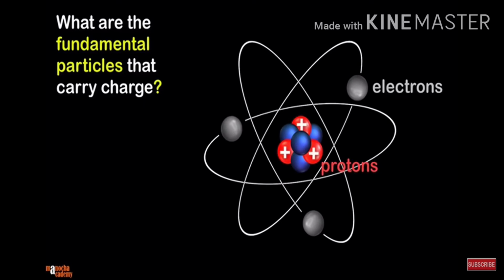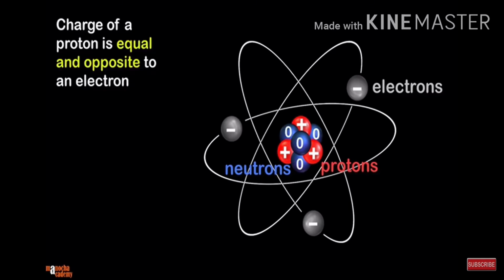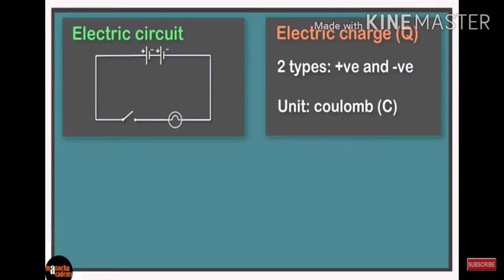You know that one atom contains protons with positive charge and electrons with negative charge. So these are called fundamental particles, and neutrons with neutral charge. So the charge of a proton is equal and opposite to that of an electron, because it is positive and negative. And the atom is neutral since the number of protons is equal to the number of electrons. So electric charge is represented by Q.